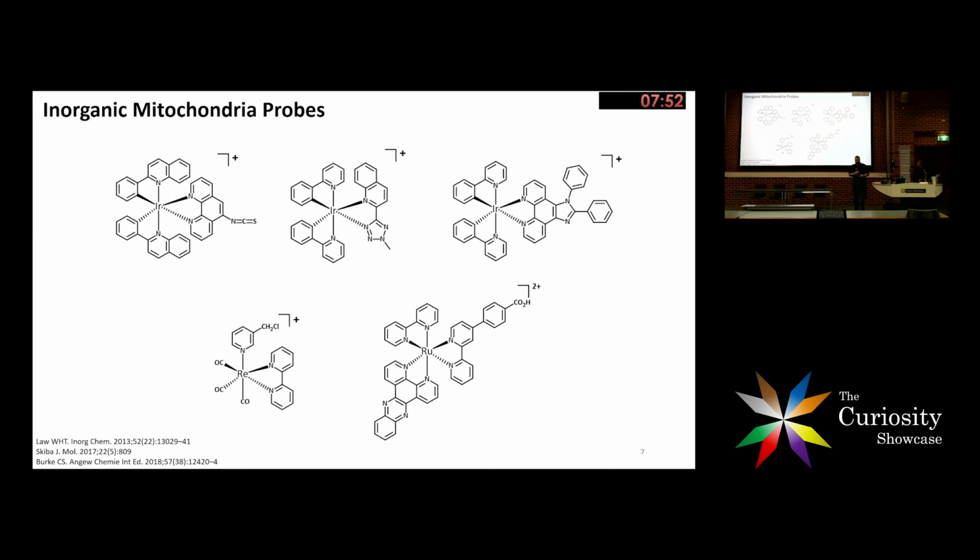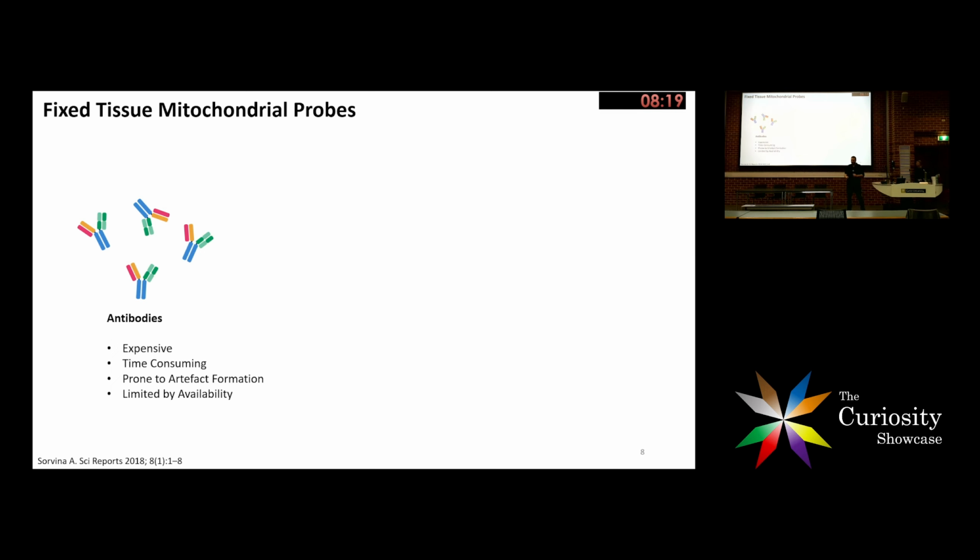a few. So just a quick overview, with the organic probes, we've got probes that can stain cells and tissues, but only in live samples. And with the inorganic probes, we've got probes that can stain live or fixed samples, but only in cells and not tissues. So you may be asking, do we currently have any probes available for staining fixed tissue samples? Well, yes, we kind of do.